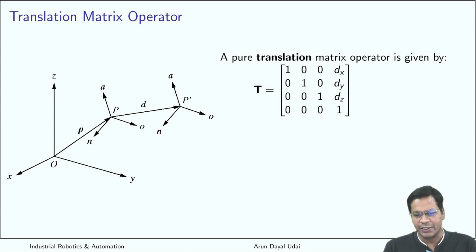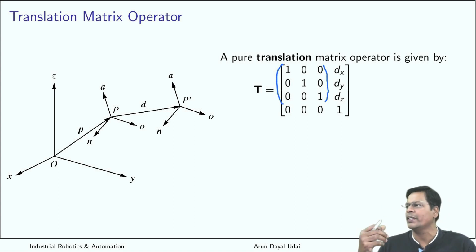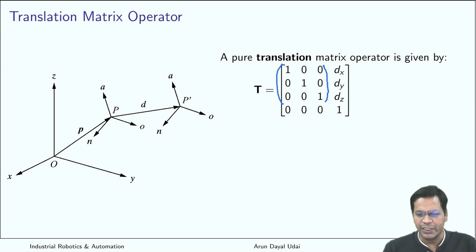So, pure translation. As you know, this was the orientation part, so I have made the diagonal elements 1 so that it becomes a unit matrix and doesn't do any rotation operation. The only thing that remains here is the translation part, that is dx, dy and dz. This was your initial point P, and finally it reaches a new point location, P dash. This point is to be displaced by a distance D. D has projections dx, dy, dz along the x, y and z directions. So this is how I want it to be done.